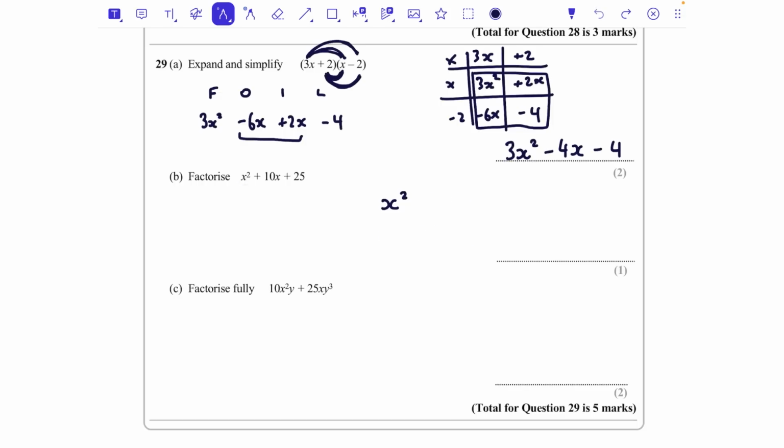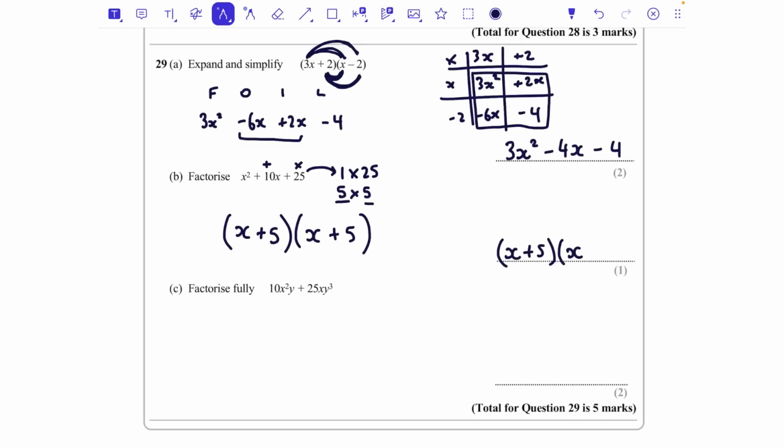So to do that, we're looking for 2 numbers that add to make the number in front of x and multiply to make the constant term. So I'm going to write, it could be 1 times 25, or it could be 5 times 5. Those are the numbers that multiply to make 25, the factors of 25. And we need 2 numbers that also add to make 10. So that's going to be the 5 and the 5. So I'm going to put x add 5 in this bracket and x add 5 in this bracket. You could also, if you want, write that as x add 5 squared. That would be fine for the marks as well.